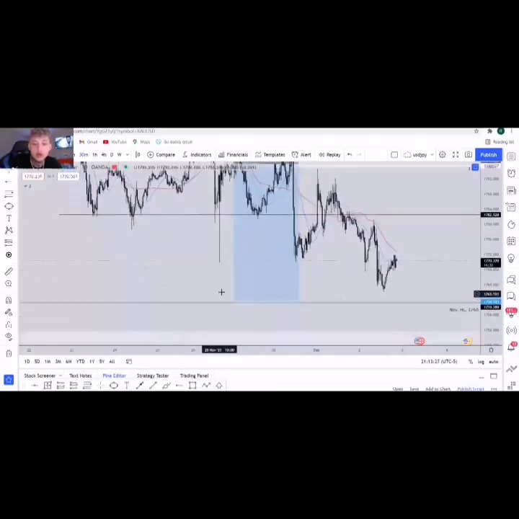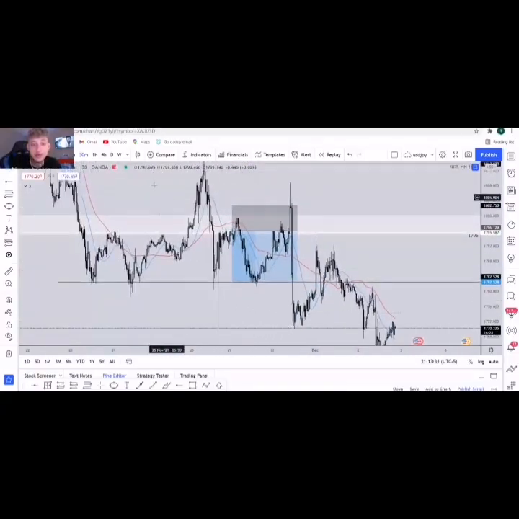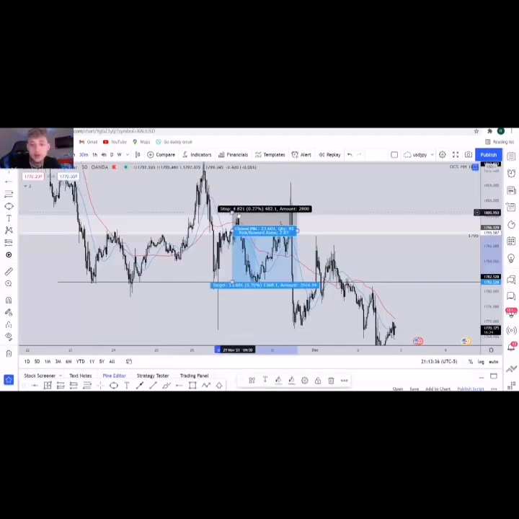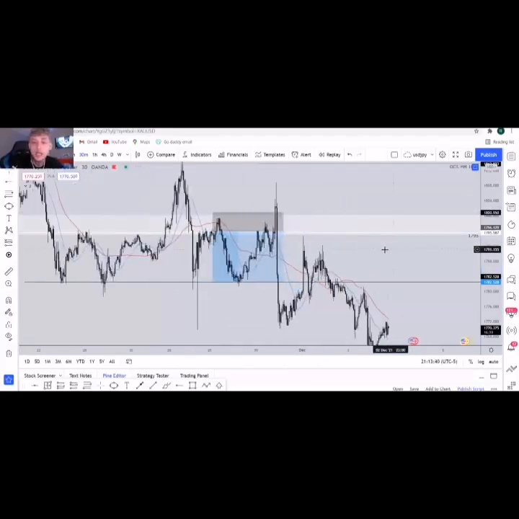Which is support here, which gave me about 2 times my risk, and that's why I took the trade, right? My stop loss was actually a little bit smaller. It was something along this area here because I remember it coming very close to my stop loss, right? Giving me about 2 times my risk on that trade.